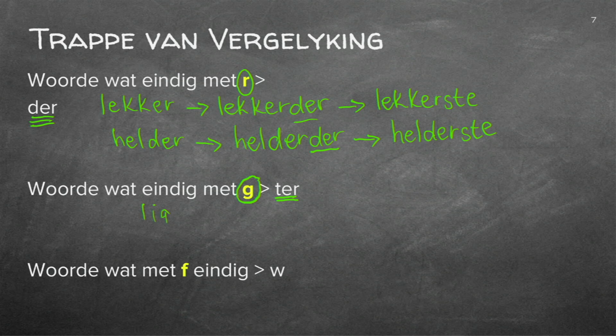Woorde wat eindig met 'n G, kry ter. Lig becomes ligter, lighter, and the lightest. Third step, original word, and st. Soft, sag, becomes sagter, and once again back to the original, sagste.